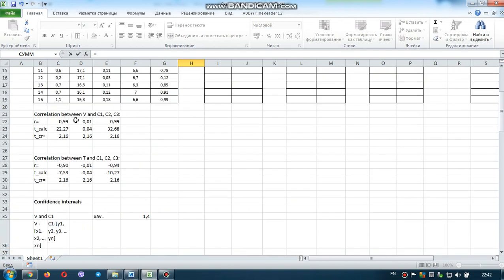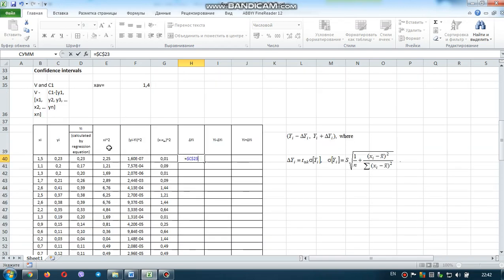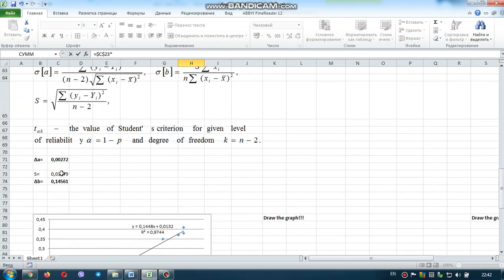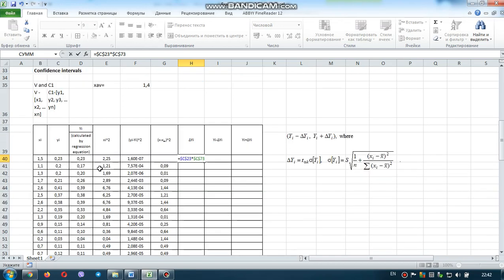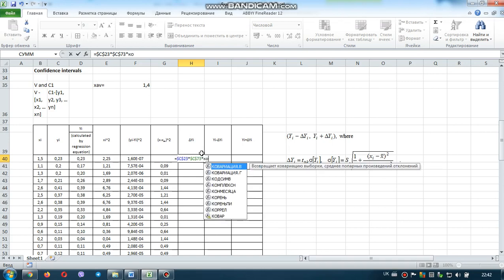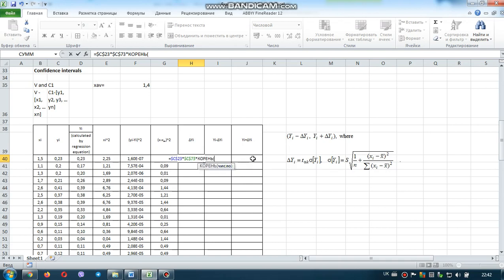Student's criterion, fix this cell, multiplied by S, fix the S value, multiplied by square root, divided by 15, plus parenthesis x sub y, parenthesis, just this difference.